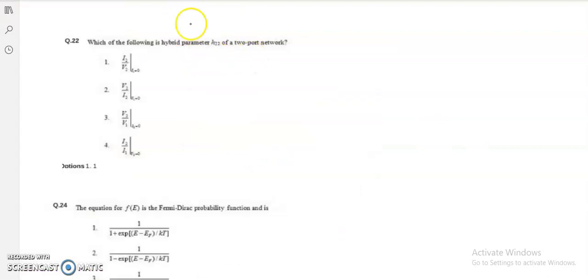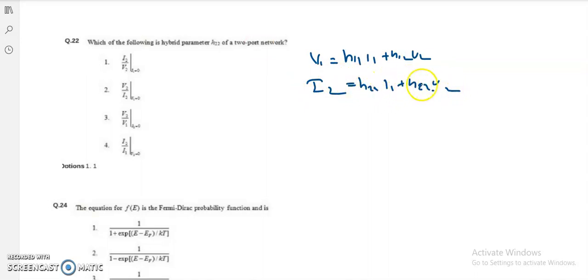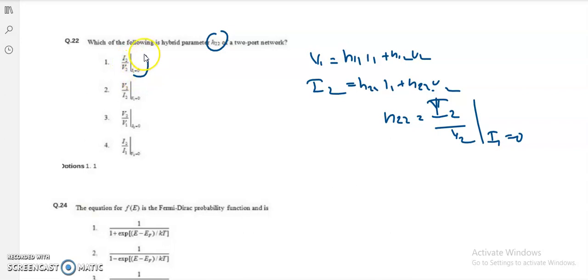Coming to the next problem, which of the following is hybrid parameter H22 of a two-port network? Coming to the hybrid parameters, the equations are V1 is equal to H11 I1 plus H12 V2, and I2 is equal to H21 I1 plus H22 V2. From this, he is asking H22, so H22 is equal to I2 by V2, where I1 is equal to 0. That means I2 by V2 with I1 equal to 0 is the correct answer. So here the first one is the correct one.